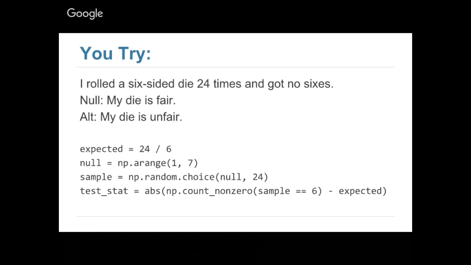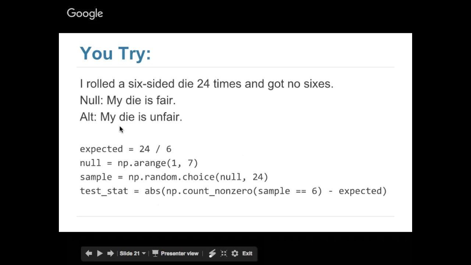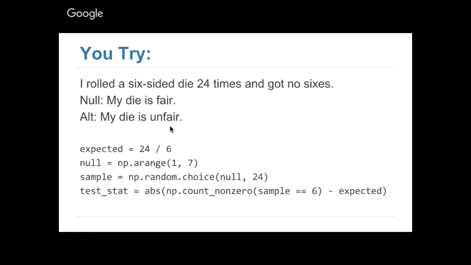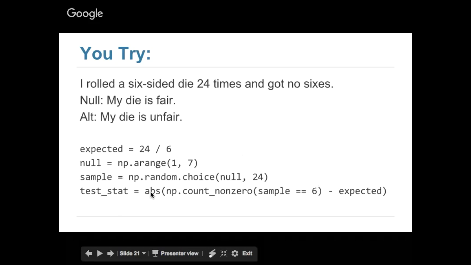Yeah, go ahead. Why can't I just use the number of 6s? It's because of my alternative hypothesis. The alternative hypothesis says my die is unfair, but it does not say what direction it's unfair in. So I could get fewer 6s than my null, or I could get more 6s. My die could be biased towards either direction. Because it could be biased towards either direction, I need a measurement of how different it is from my expected in either the positive or negative direction. The absolute value gives me that distance.